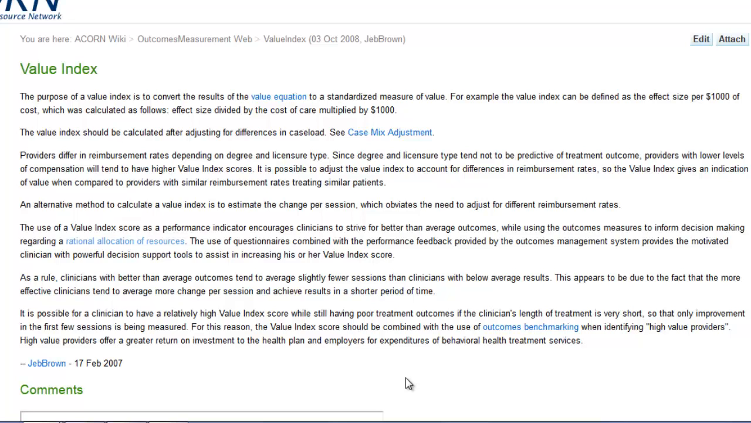One of the things that the ACORN tools are designed to do is help high-value clinicians, one, optimize their value, use the tools to improve their outcomes, and ensure that the patients most in need of treatment are getting it. And two, to make the case to the payers, employers, and referral services for the value of the clinician's services.